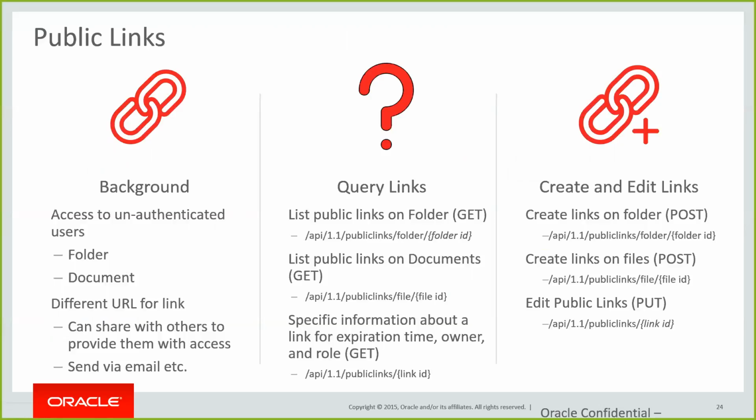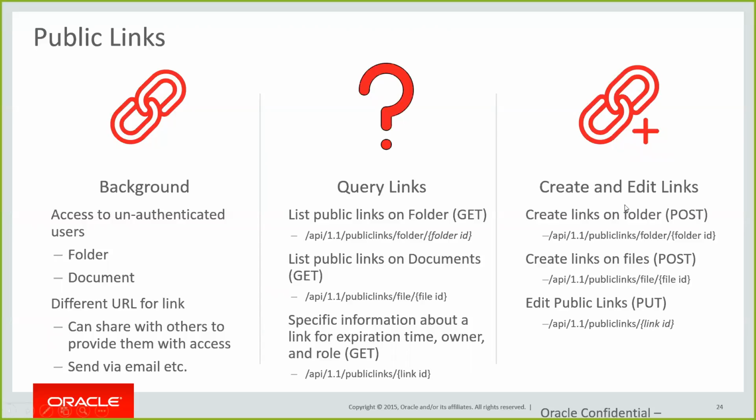So you can create public links, as you saw in the web UI, to access a document, a file, or a folder as an authenticated user. So what is provided by the public link? A public link generates a URL that can be shared to access a file or a folder. So we have this REST API, this REST service that allows us to create public links and to access the existing public links on files and folders.